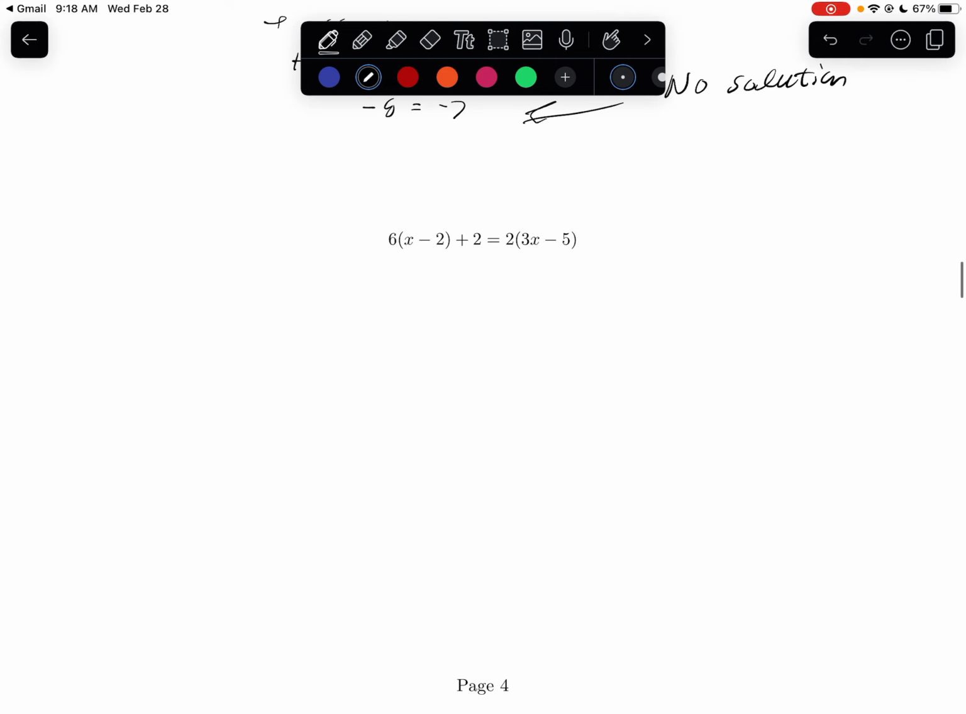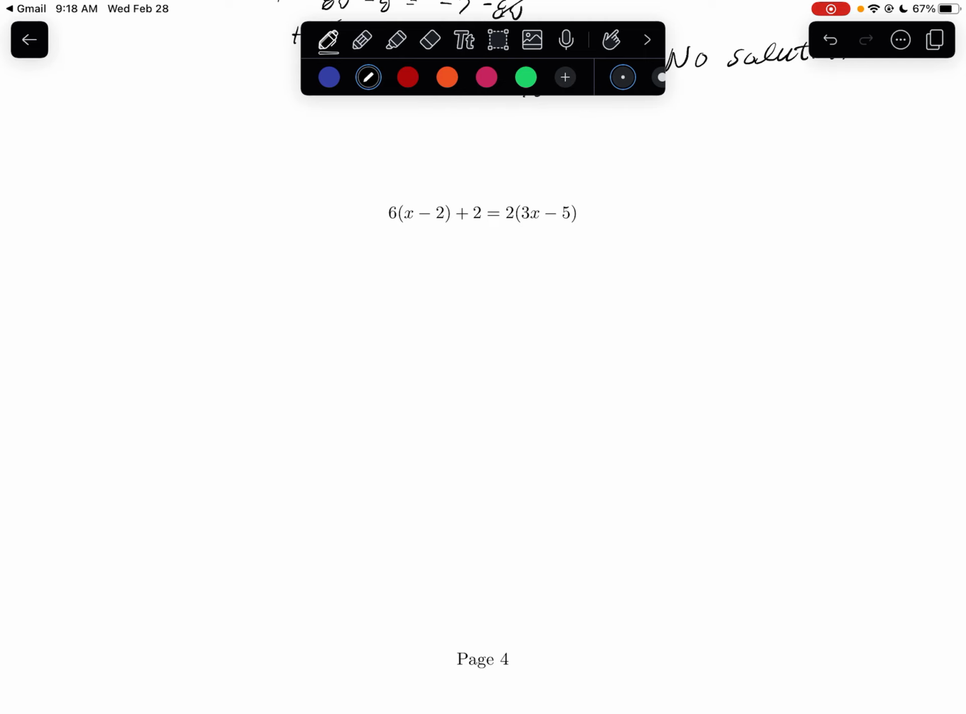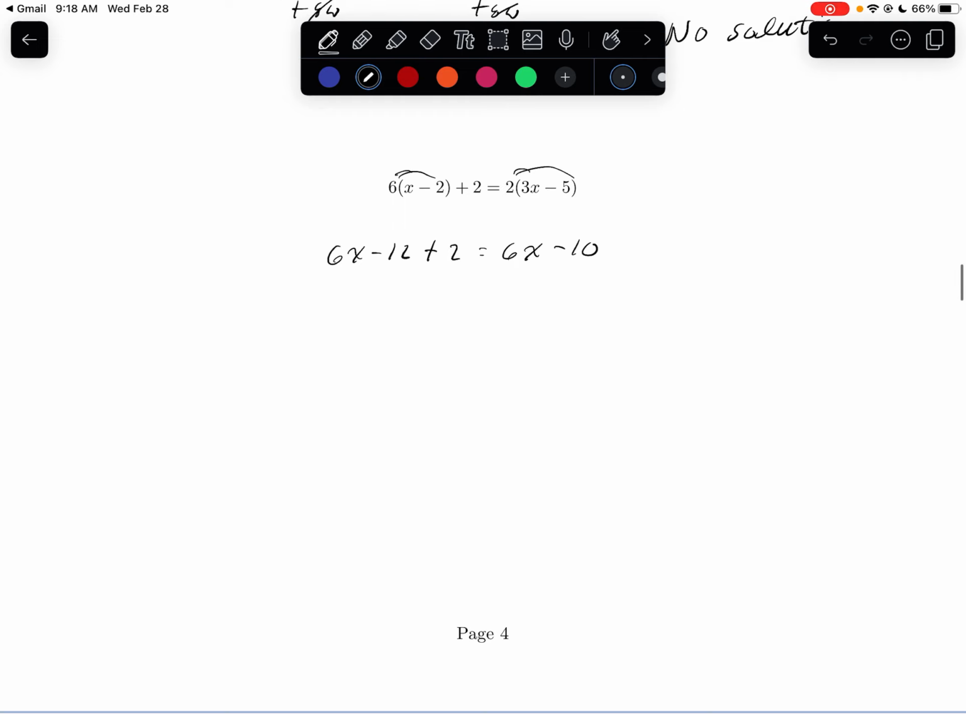Okay, let's do one more, for this video at least. So let's go ahead and start by simplifying as much as we can. So we'll distribute the 6. So that'll give us 6x minus 12 plus 2. And let's distribute the 2 here. That'll give us 6x minus 10. Okay, so if we go ahead and combine like terms on the left-hand side, we'll have 6x minus 12 plus 2, that's minus 10, is equal to 6x minus 10.